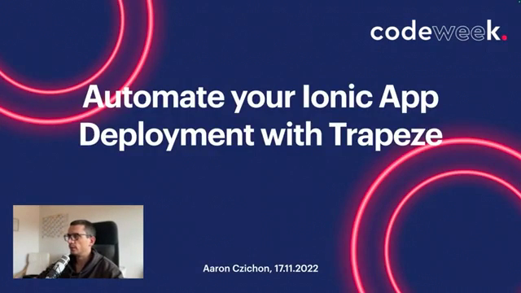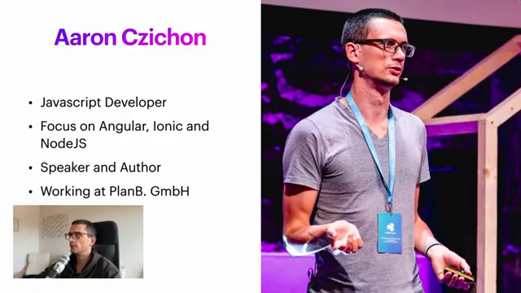And before we start, I want to introduce myself. I'm Aaron Czichon. I'm a software JavaScript developer from Germany. I'm focusing on Angular, Ionic and Node.js. I think it's nearly 8 years now. I'm a speaker and author for several conferences, writing articles online and also for a few print magazines in Germany. And I work at PlanB in Germany, which is a consulting company with around 130 people currently working there.